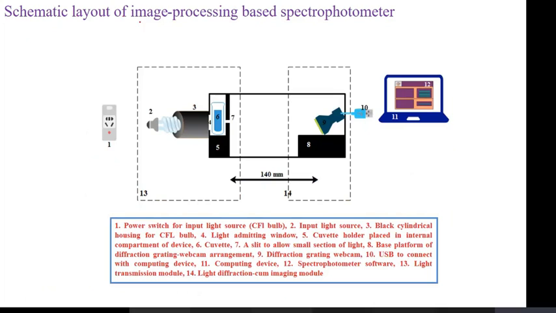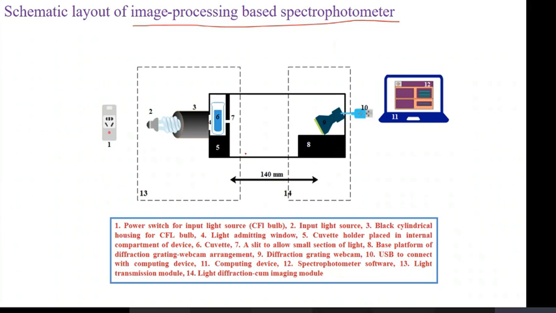Now this is the schematic layout of an image processing based spectrophotometer. This is a very simple type of spectrophotometer which can be designed in our lab. Slowly the companies are moving towards this kind of spectrophotometer due to various reasons.